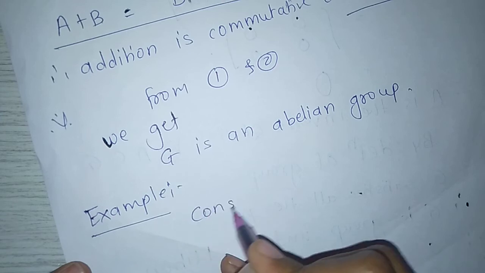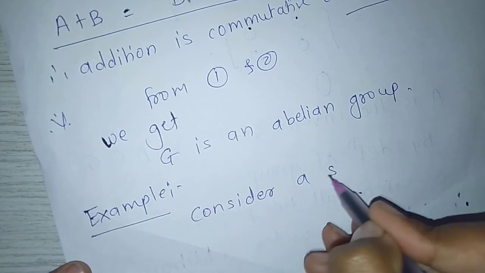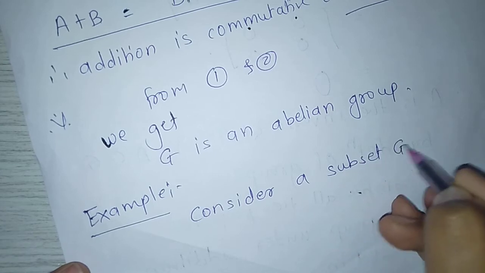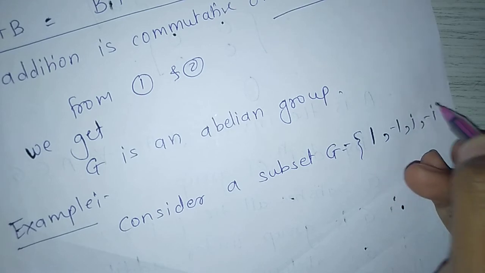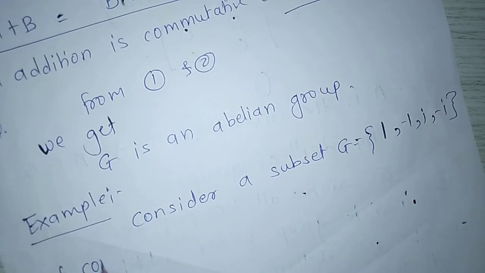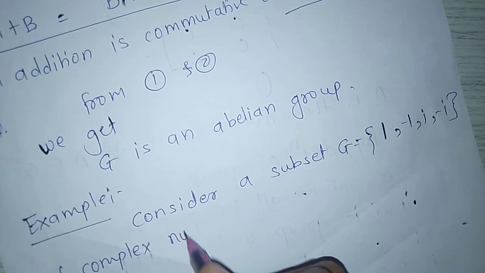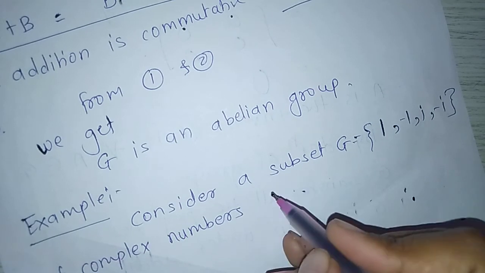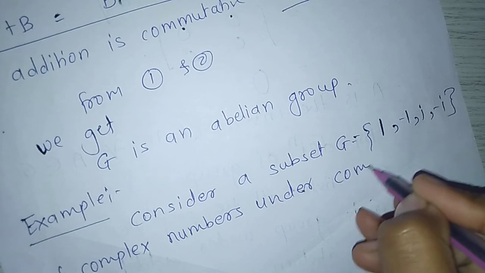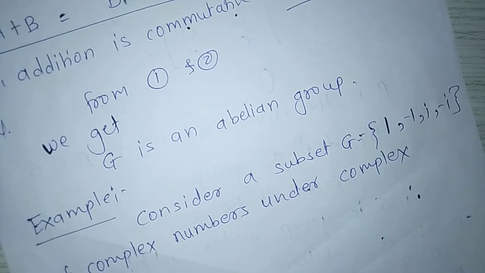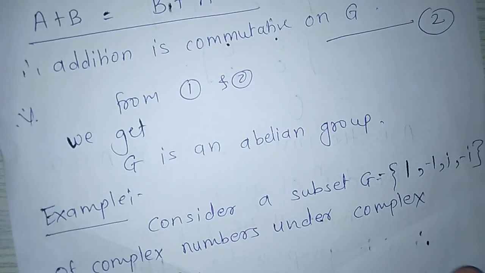Consider a subset G equal to the set of 1, minus 1, i, minus i of complex numbers under complex multiplication. The composition table or Cayley table is as follows.